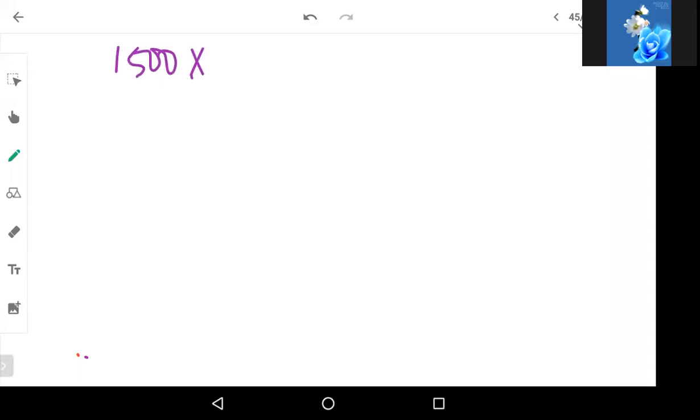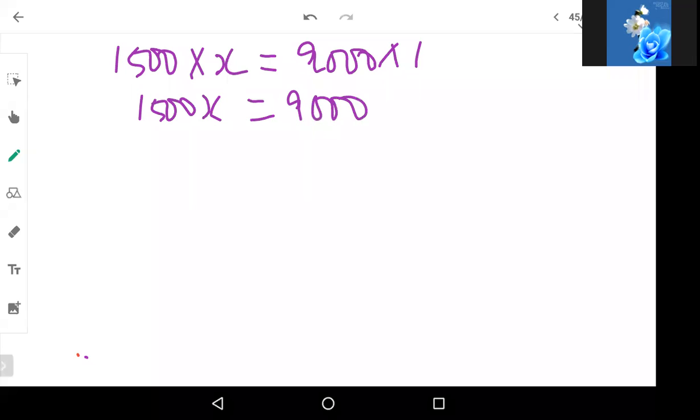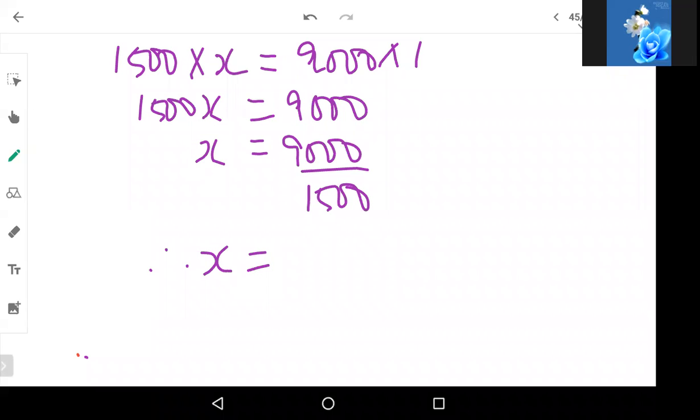1,500 into X is equal to 9,000 into 1. So 1,500 X is equal to 9,000. X is equal to 9,000 by 1,500. So therefore X is equal to 6. So you have to write the conclusion also.